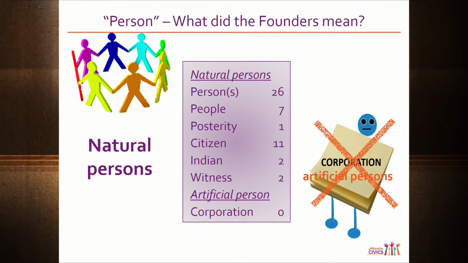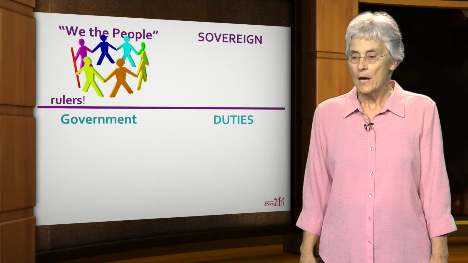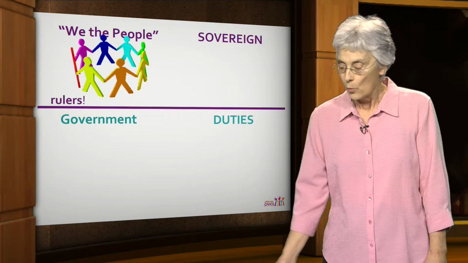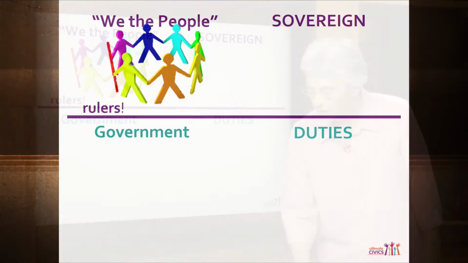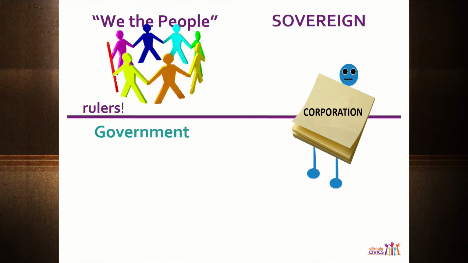And it turns out in our examples and also in the Constitution itself that of all the times that natural persons was mentioned in any form, person, people, posterity, citizen, Indian, witness, it's pretty clear that the founders were referring to actual people, natural persons, not artificial persons. So with that in mind, let's now work to figure out this. Where did the founders fit corporations into their conceptual model? Did they put them above the power line, where the rulers are and people are sovereign? Or did they put them below the power line to be ruled by the people?